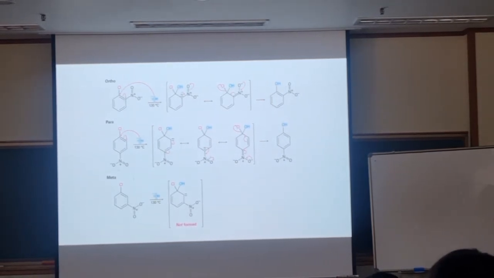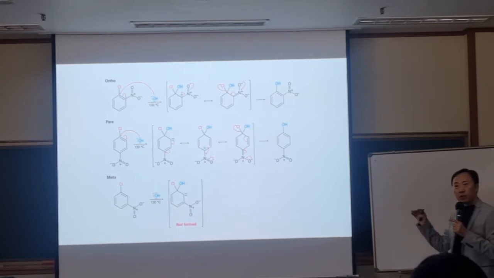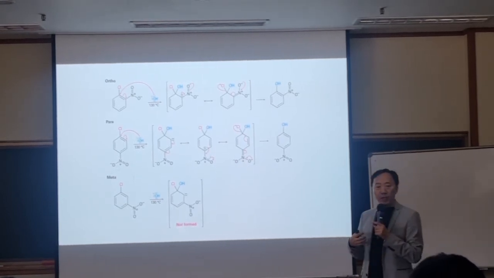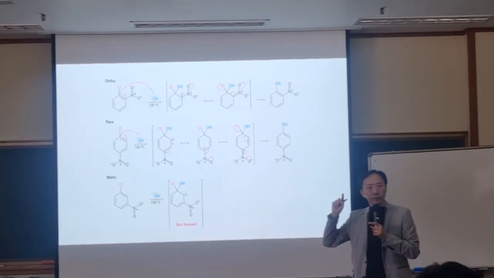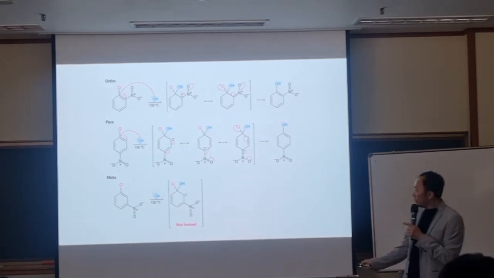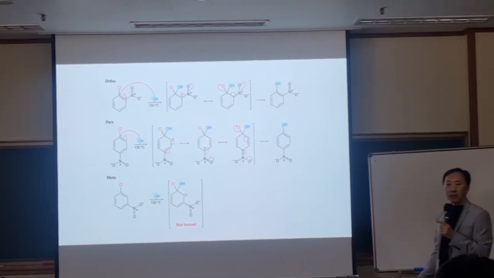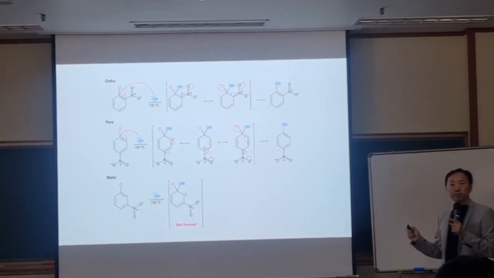And position-wise, when the electron withdrawing group is at the ortho position or para position, its effect on this reaction is stronger than at the meta position. It's the same reason as pi electron donation. When we have a pi electron donating group, the ortho and para positions are more important. So that's why, in this kind of reaction, a meta nitro group does not help much. A para-position electron withdrawing group helps the first addition of the nucleophile here. Okay.